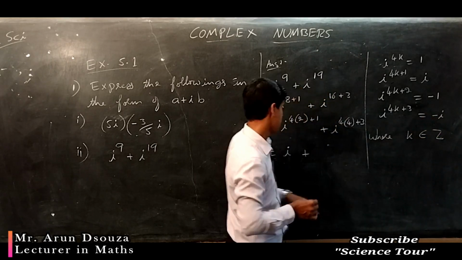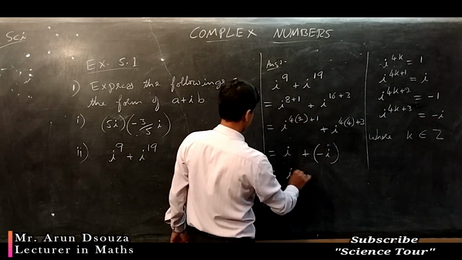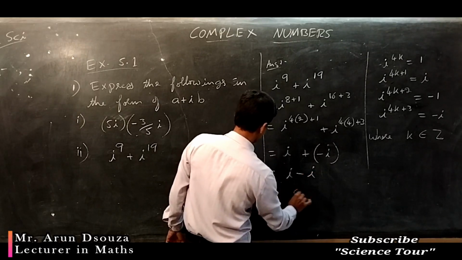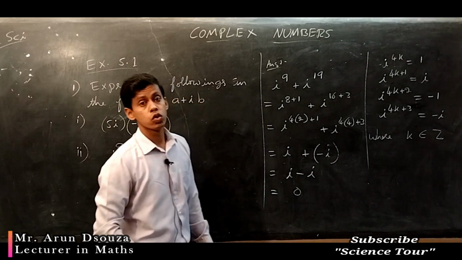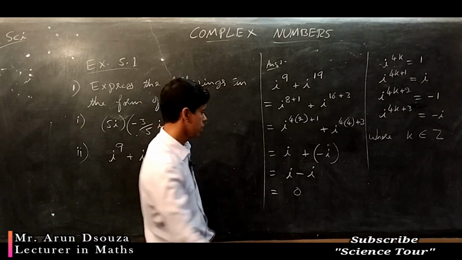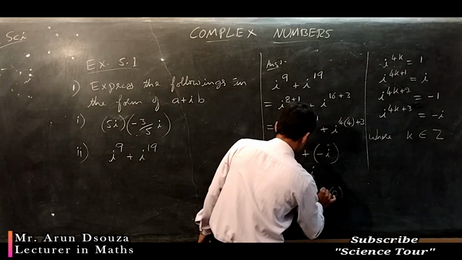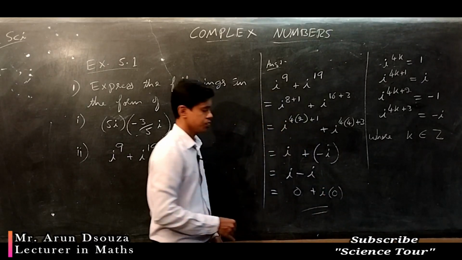Answer is minus i. Okay, so this is like i minus i. The answer is 0. So that is 0 plus 0 i, or you can simply write 0, no problem. If you want a proper answer, you can write in this form also.